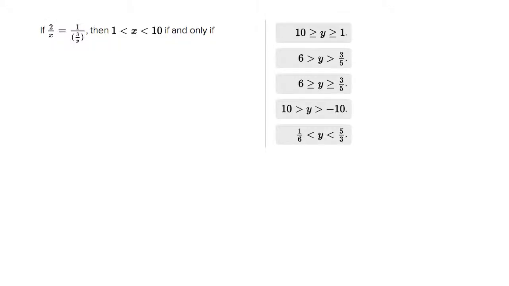This is the real Tom Rose, and this question has a bunch of weird wording. So they give you an equation, and then they give you an inequality, and they say if and only if. All of that is kind of strange. So what I'm going to interpret this to mean is here's a constraint. X is greater than 1 and less than 10.